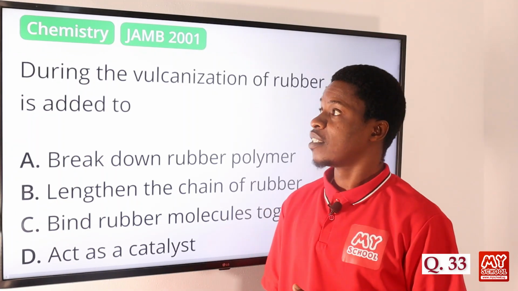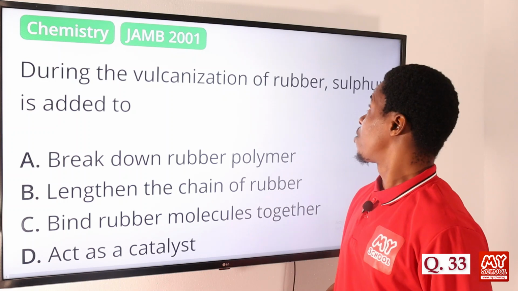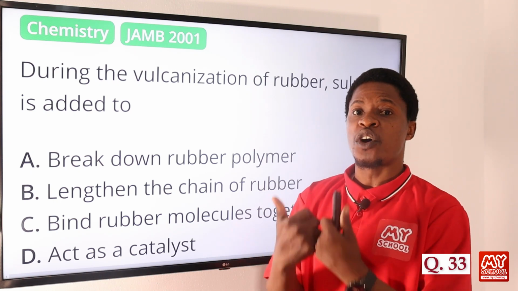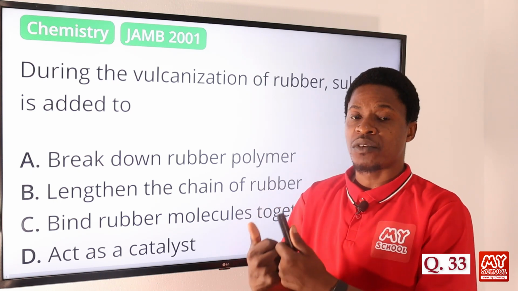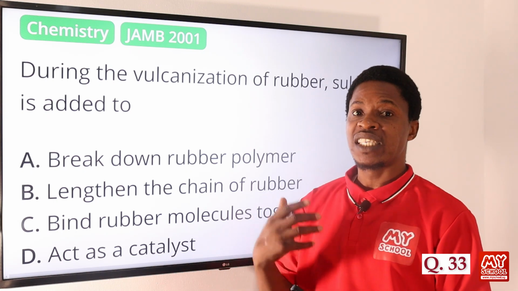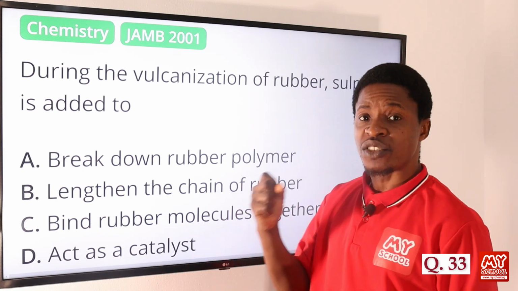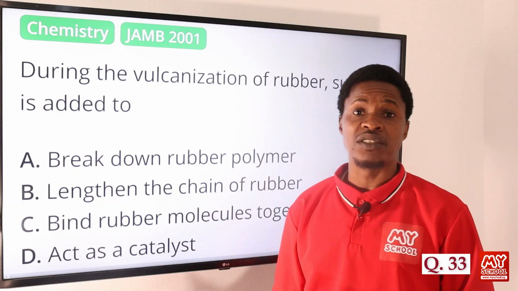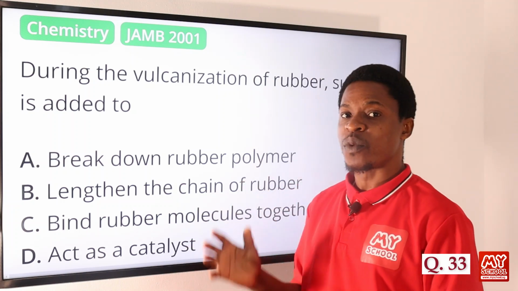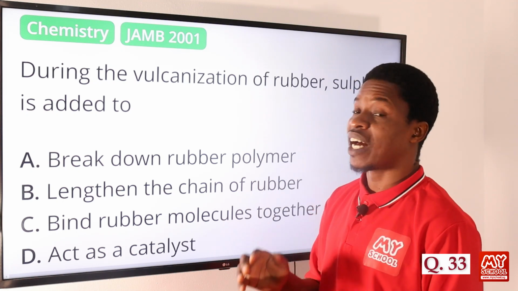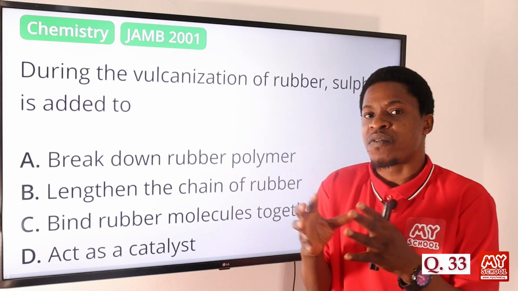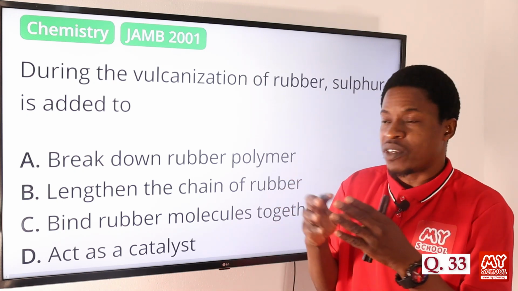Question number 33. During the vulcanization of rubber, sulfur is added to do what? We add sulfur during vulcanization of rubber just to improve the strength of that particular rubber. We want to increase the strength, the durability, and so on. So we add sulfur into it. When we do that, what are we doing? We are only trying to put the molecules of that rubber together.